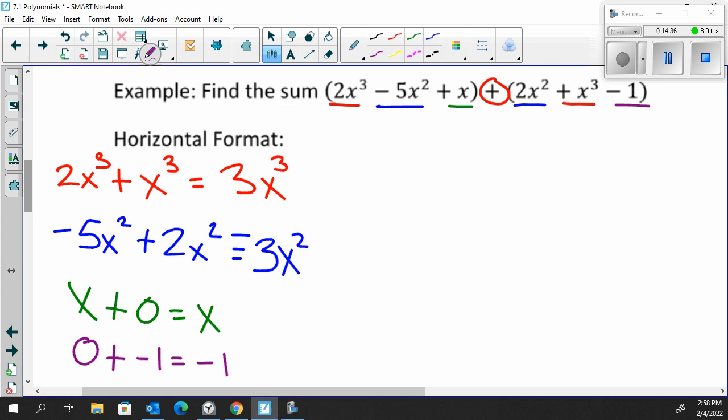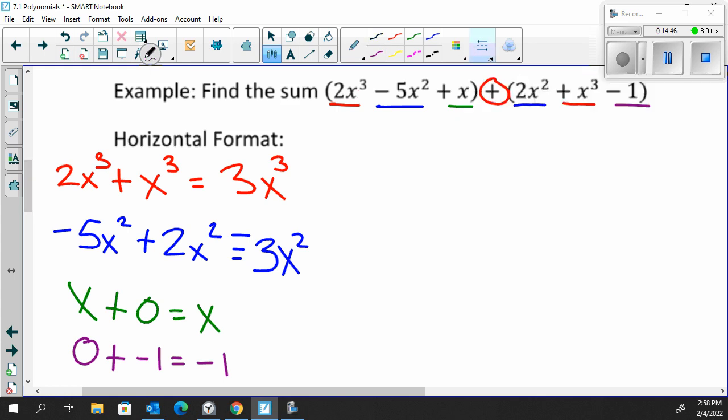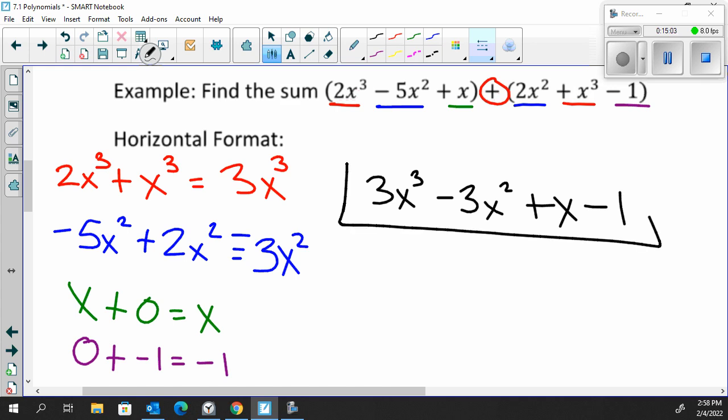So now that I've done each one of my terms, I just take all my new pieces and write them together in standard form. It's going to be 3x cubed minus 3x squared, since this is a negative, right? Minus 3x squared plus x minus 1. And we're done. Is that in standard form? Yes, it is, because I go 3, 2, 1, nothing. So I'm in the right order.